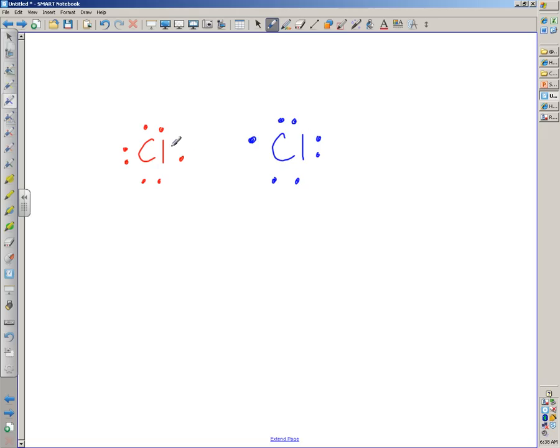Red chlorine wants this electron to complete its valence shell, but blue chlorine wants it just as much, maybe even more, because if it loses this one, now it only has 6 valence electrons, and it's even farther away from having 8. This blue chlorine wants an extra electron, but it's not going to take an electron away from this chlorine for the red chlorine for exactly the same reason. So, we have 2 nonmetals, both looking to gain valence electrons.